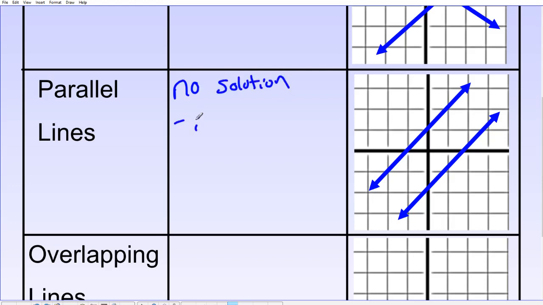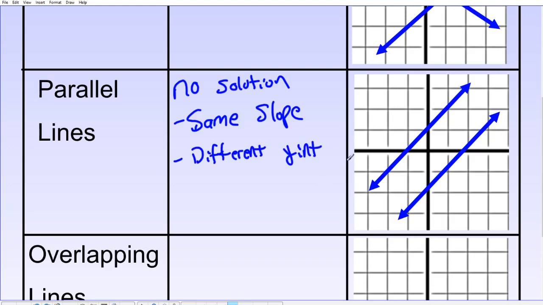Parallel lines. Parallel lines are two lines that are going the same direction. If I just copy paste, there we go. So now it's the same line that's parallel to each other. So we know that these guys have no solution. We know they have the same slope. The slope's the same, they're going the same direction. But even though they have the same slope, they have a different y-intercept. And they have to. If they had the same slope and the same y-intercept, they'd be the exact same line. And that's the next one. That's overlapping. So these guys have no solution. They have the same slope. They have a different y-intercept, so they never overlap. They never intersect.